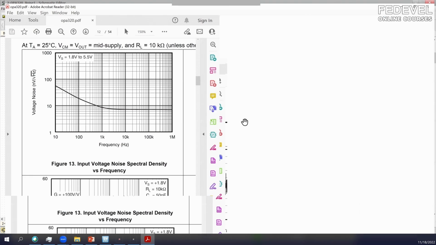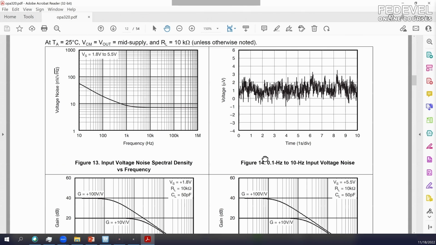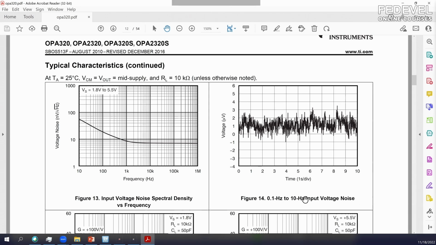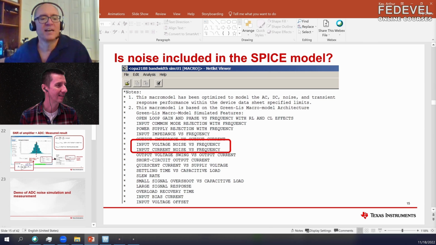Incidentally, the curve next to this is the 1/f noise, and they call it the 0.1 to 10 hertz noise curve because it's very low frequency. And so you could kind of see that rolling motion, and what we're looking at is this low frequency kind of noise. Okay, we can go back to our presentation.